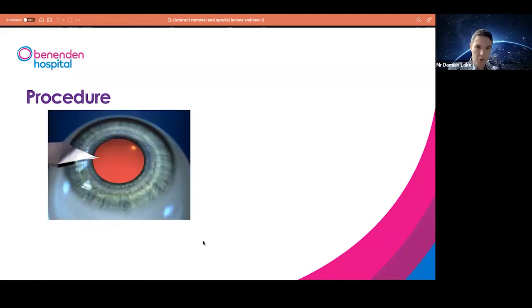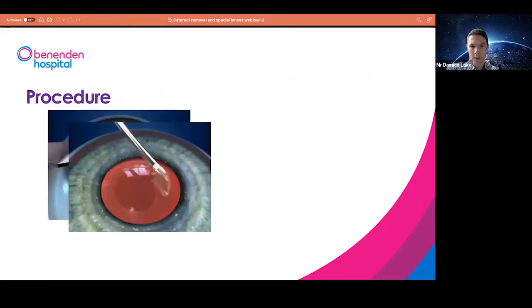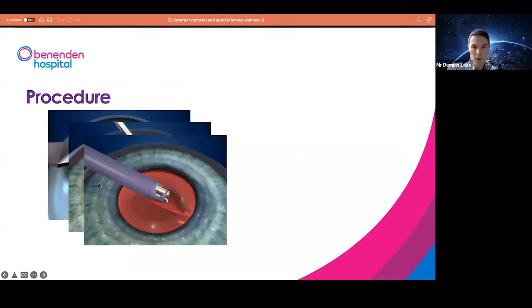And then during the procedure, what we do is we make a tiny incision on the edge of the cornea, which is 2.2 millimeters wide only. We then fill the front chamber with an artificial jelly to maintain the depth of the eye. And we make a little circular opening on the front of the cataract. We then use a machine called phacoemulsification.